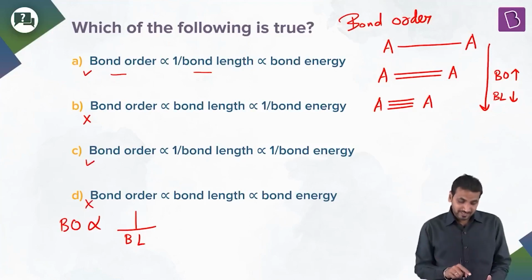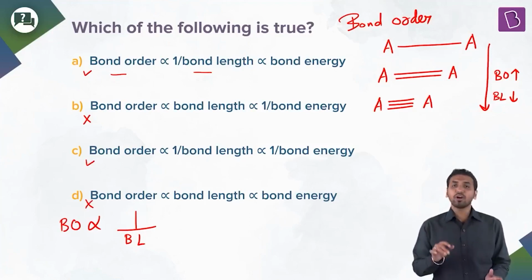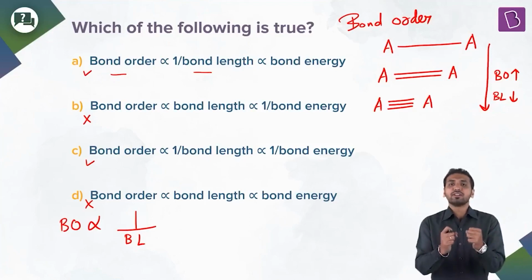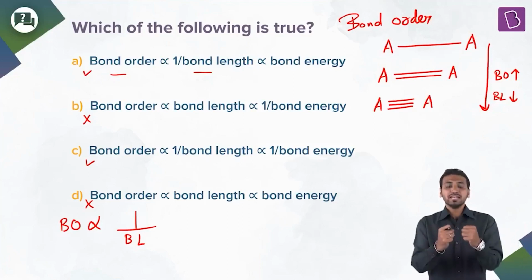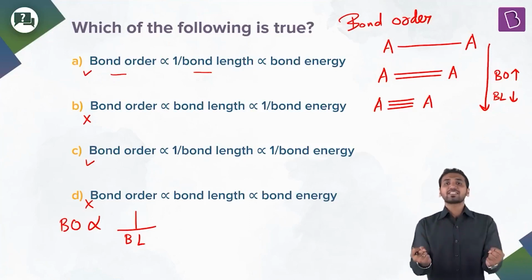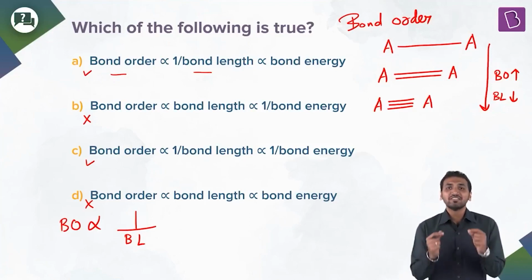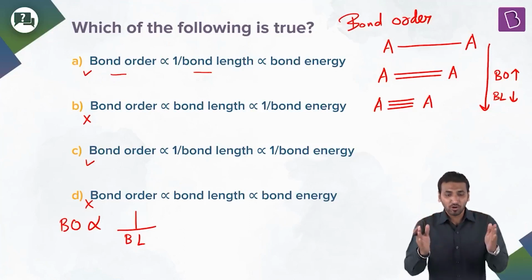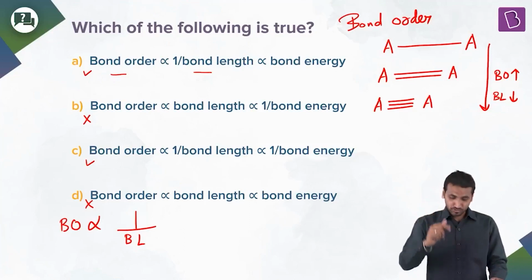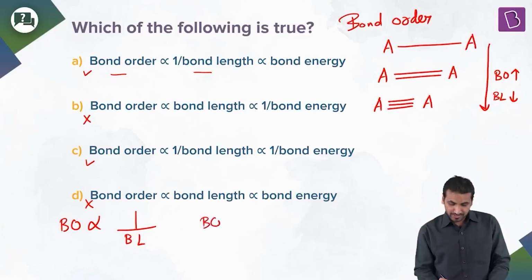Now the next relation is bond order and bond energy. See, when two atoms are closely bonded, when they are close to each other, then it is difficult to break the bond, to break the attraction between them. That means when bond order is high, bond length is less, bond energy is going to be high. So bond order is directly proportional to bond energy.